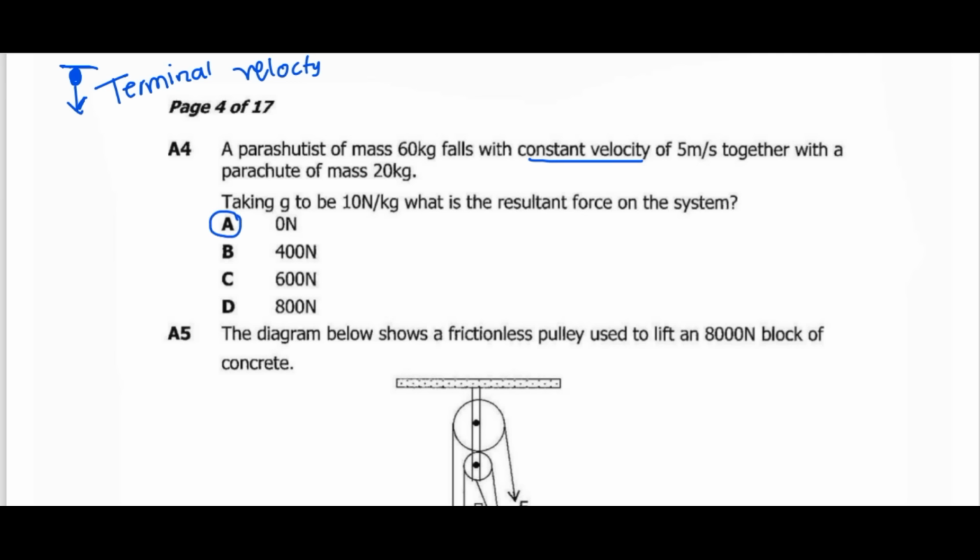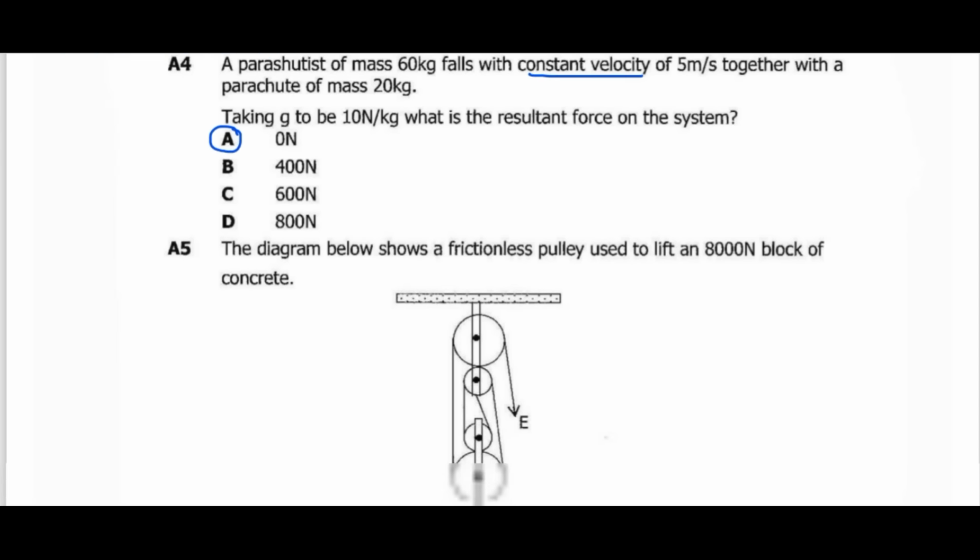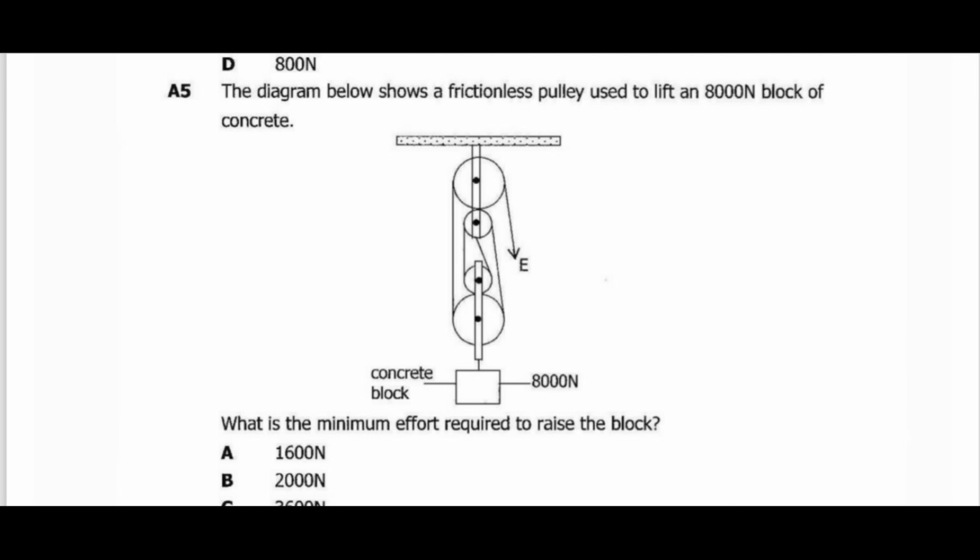So according to my studies and what I've known, at this point the resultant is zero. That's why the object is moving with constant velocity. So there is no force which is greater than the other. So now we can move on to question 5.